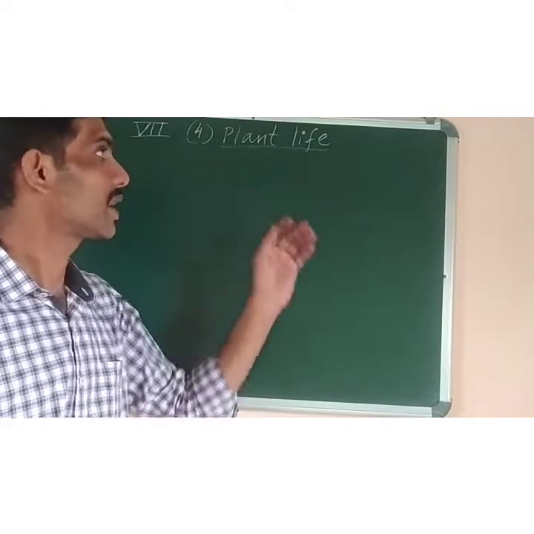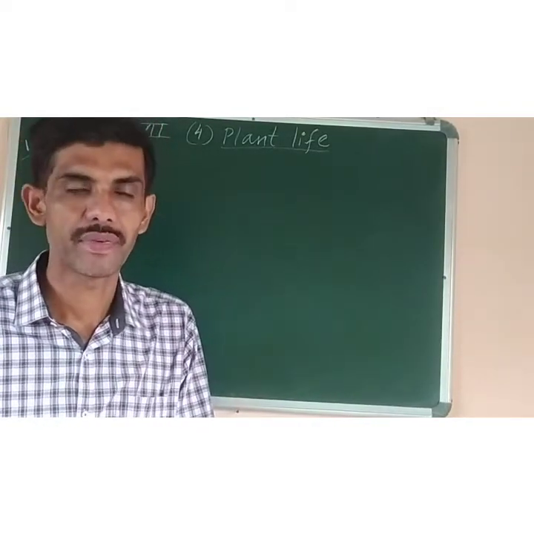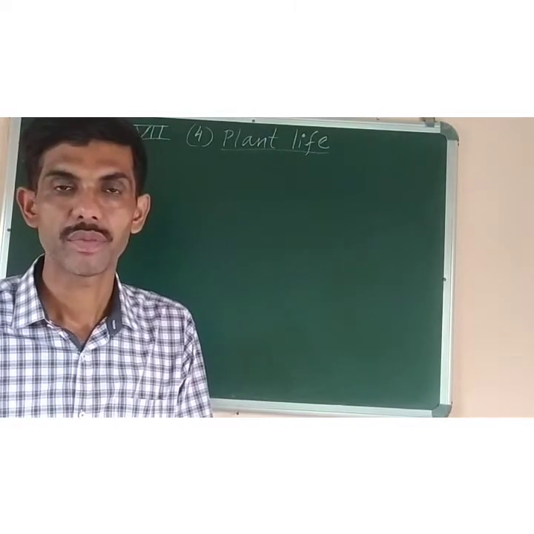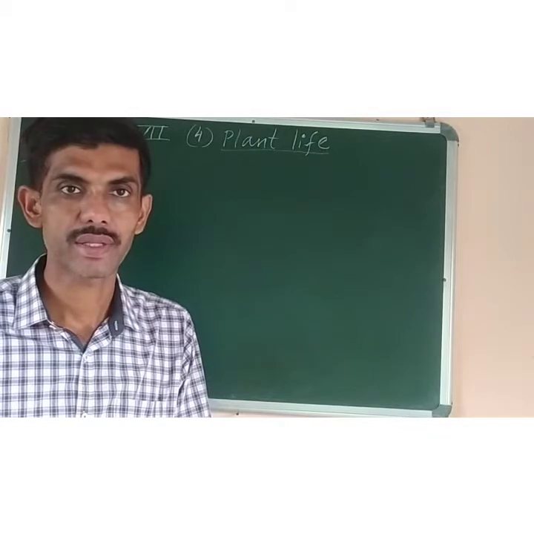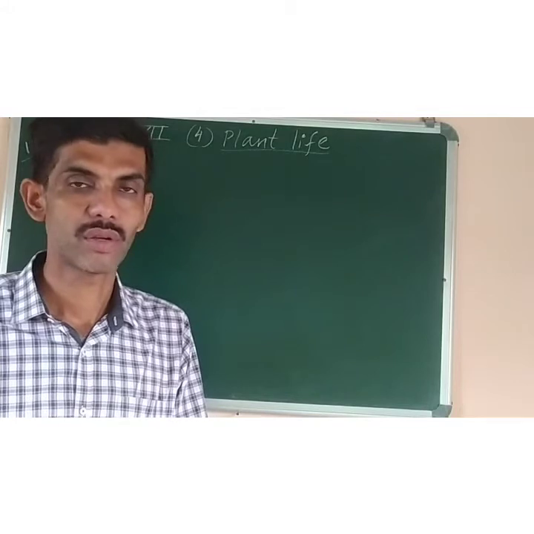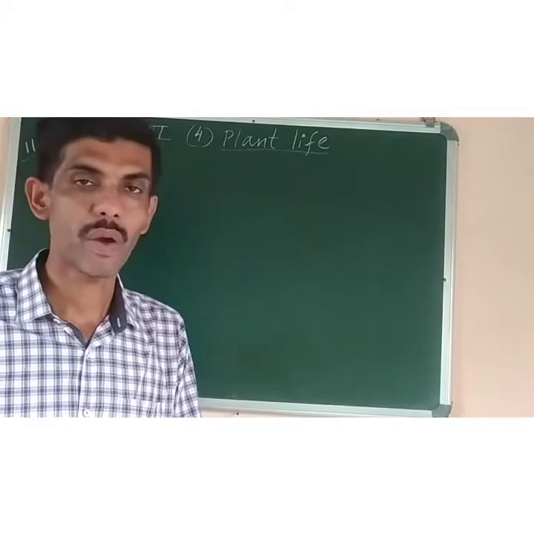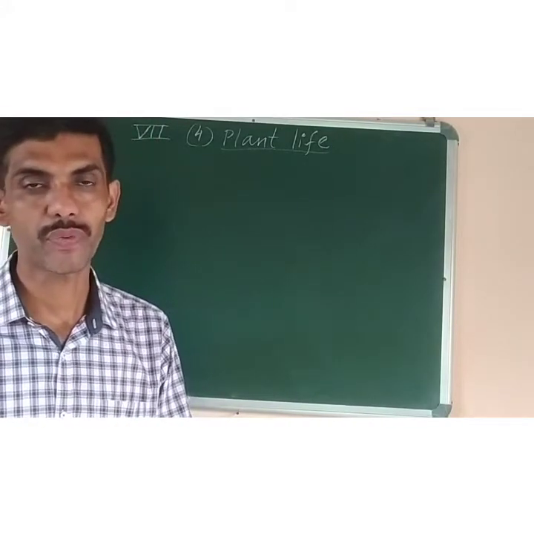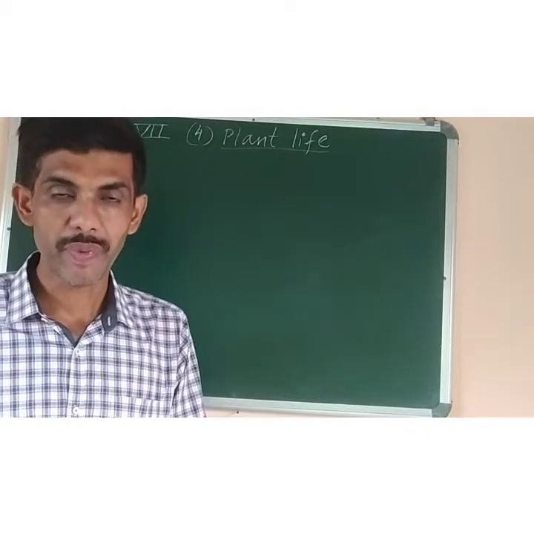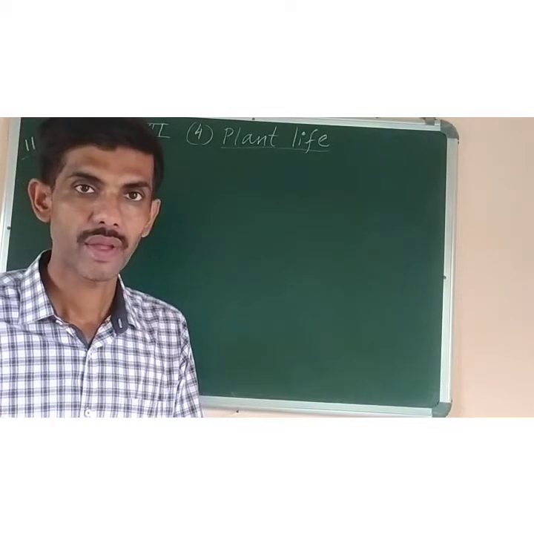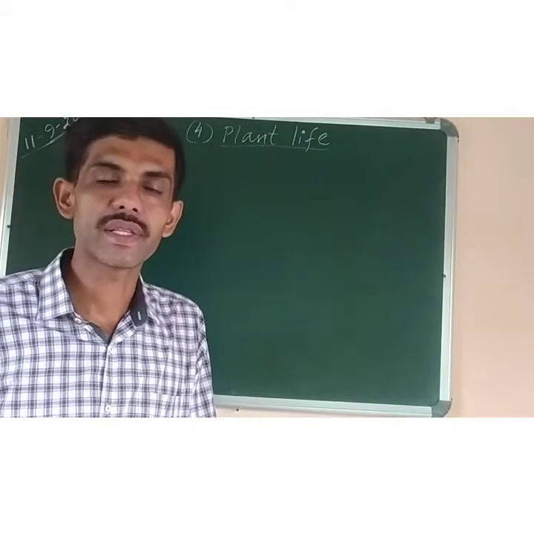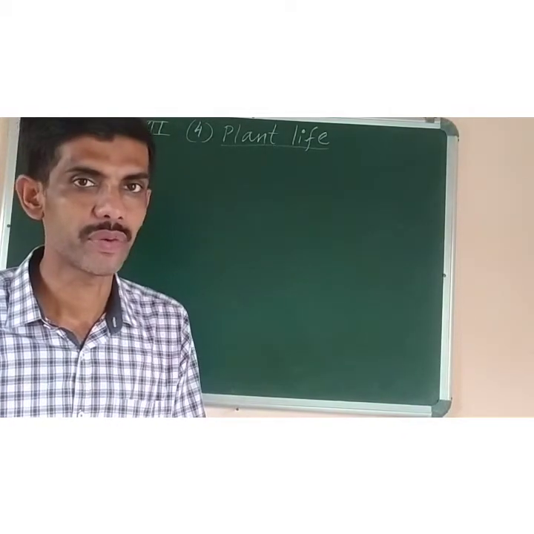Today we are going to start a new chapter, as you can see, plant life. In this chapter we have to study about the different processes carried out by the plants, and we have to study about photosynthesis. You know, photosynthesis is the process by which all the green plants make their own food in the presence of sunlight, carbon dioxide and water to prepare their food in the daytime, and that process is called photosynthesis. And all the animals depend on plants to get their food.